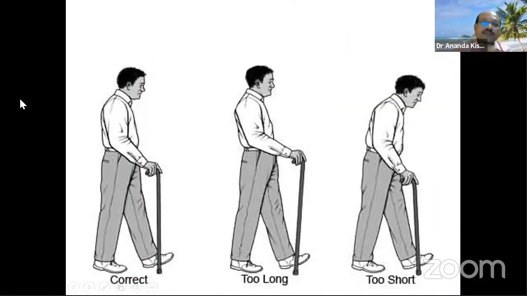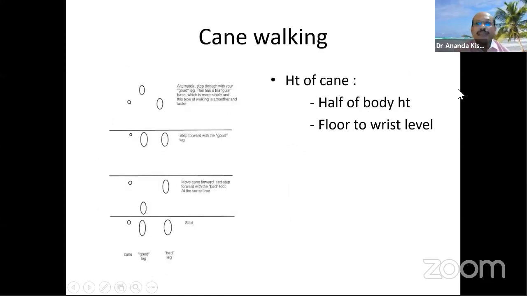Another is the cane. I already told, it should be either the crutch or the cane. Elbow should be at least 30 degrees flexed, and the wrist should be 15 degrees dorsiflexed. If it is more than 30 degrees flexed, it is too long. If it is less than 30 degrees, it is too short. This is most important. Cane walking means the patient will stand on this. Suppose this is the affected limb, this is the normal limb. We always ask the patient to use the cane on the sound side. Suppose the right side is where the total hip replacement is done, and we advise the patient to use the cane on the opposite side. We start with the affected limb and the cane first, then the sound limb. So this is cane walking: affected limb and the cane first, followed by the sound limb.